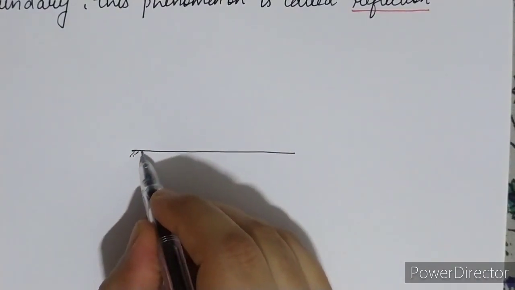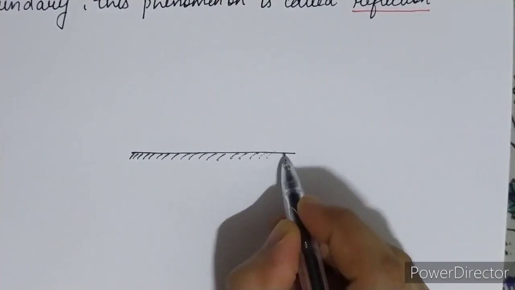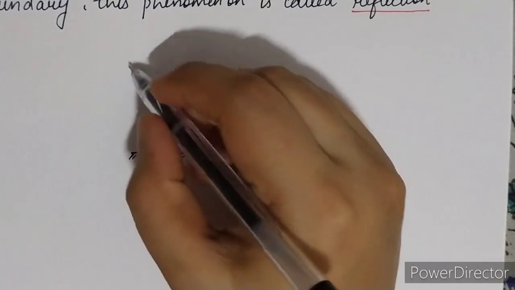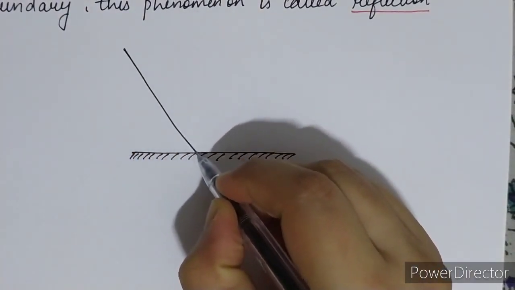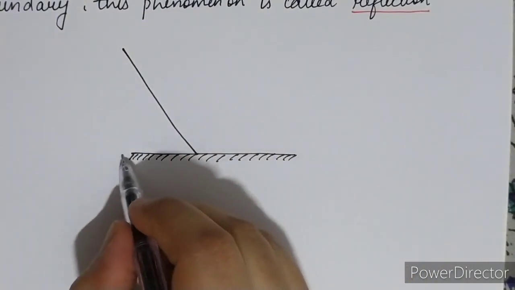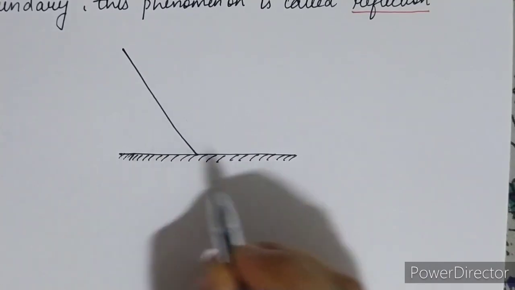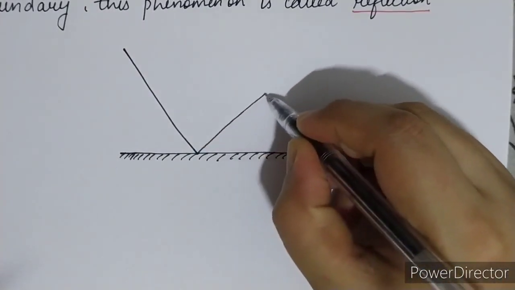Suppose this is a plane, smooth surface, one of whose sides is polished. Other than the polished side, this side is your reflecting surface. Suppose a ray of light is coming and is incident on this point, and afterwards it will be reflected back.